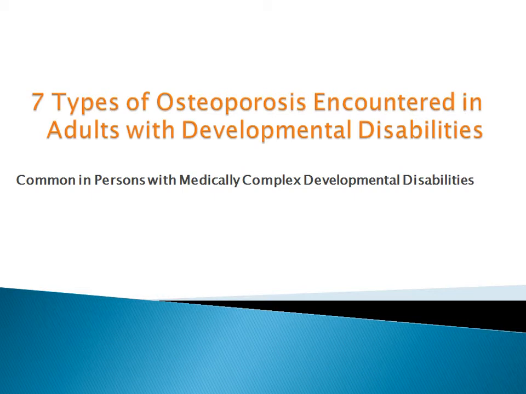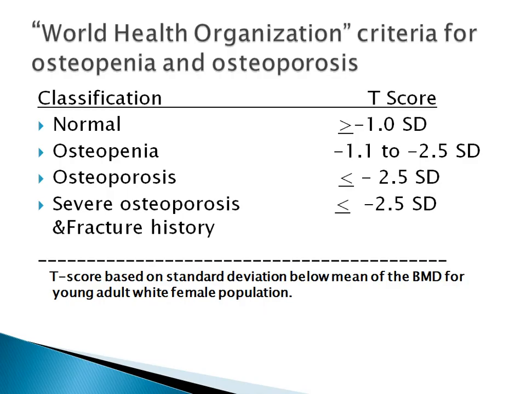I'm going to be speaking to you today about the 7 types of osteoporosis encountered in adults with developmental disabilities. Before we get started, I'm going to review with you the World Health Organization criteria for osteopenia and osteoporosis.